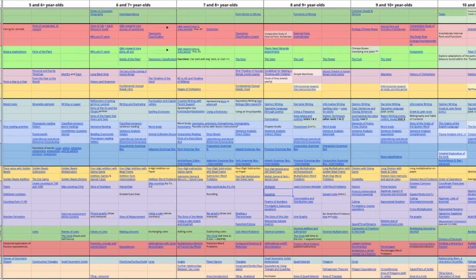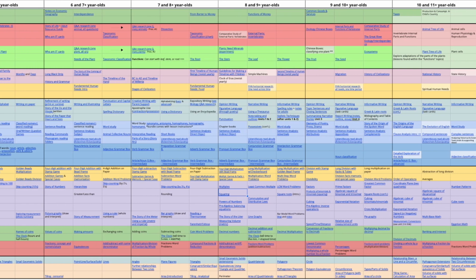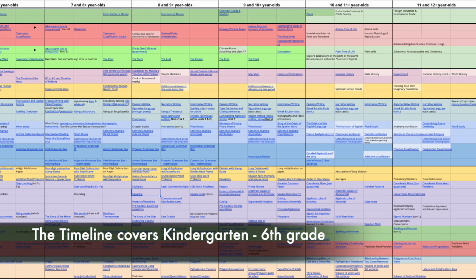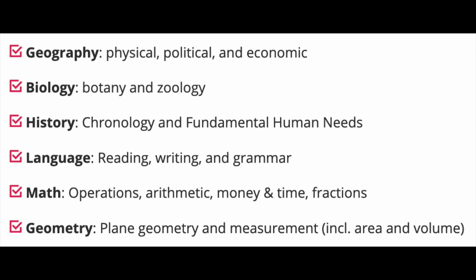So what I did was I took all of the AMI elementary topics for the 6 main academic subjects, and I laid them out over a 7-year span, from kindergarten through 6th grade. The timeline covers geography, biology, history, language, math, and geometry, and each subject is subdivided into focus areas.